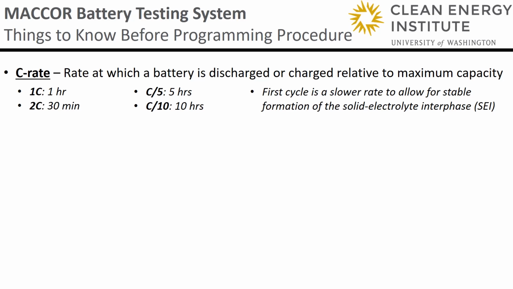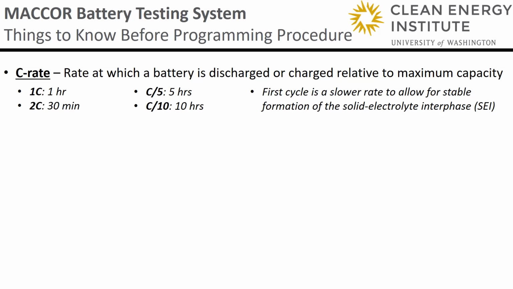It's good to note here that the first cycle that we program into our test procedure is always at a slower rate to allow for stable formation of the solid electrolyte interphase, or SEI. In the case of graphite that I'll be showing you today, I will use a C over 10 rate for the SEI formation, but if you are cycling alloying materials such as silicon or germanium, you would want to go at a slower rate of about C over 20 to allow for this stable SEI formation.